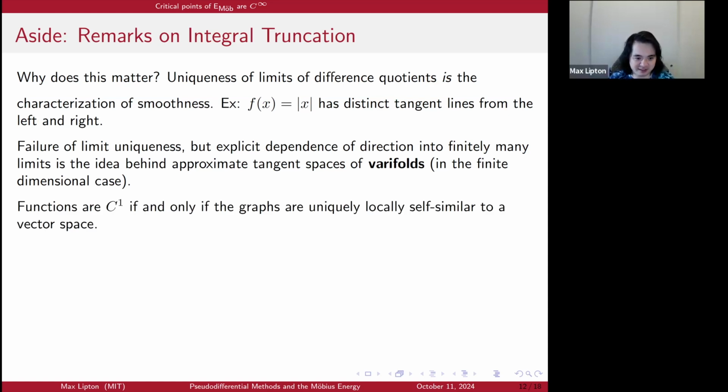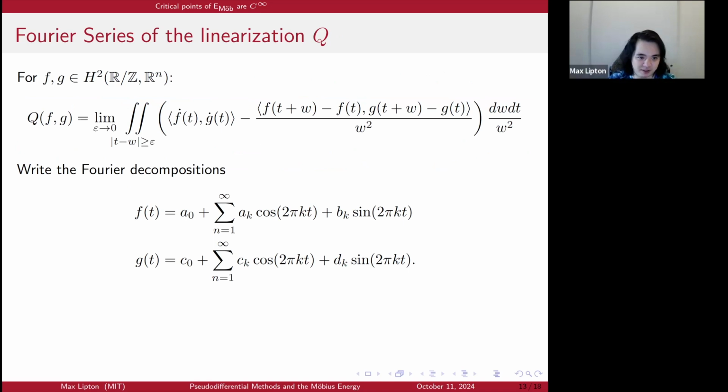So in other words, just to summarize, functions are C1 if and only if the graphs are uniquely locally self-similar to a vector space. Of course, you can have self-similarity of the absolute value function when you zoom in at the origin, but it'll be self-similar to a union of two lines, which is not a vector space. Okay, so going back to the resolution. Now that we have this truncation issue resolved, let's go back to the quadratic form from earlier.